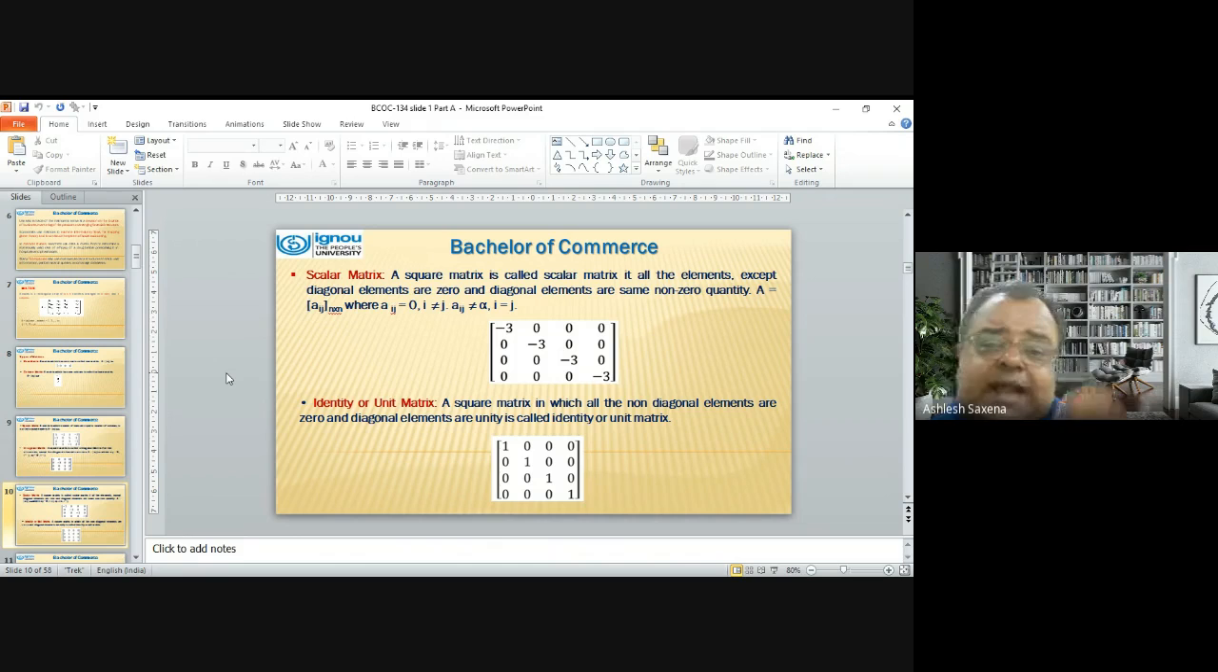Now we move to identity or unit matrix. Now see, an identity or unit matrix is no doubt a square matrix in which diagonal elements will be one only. All the rest of the elements will be zero. Correct? In a scalar matrix, it won't be one. It can be any number, but that number has to be the same. That is your scalar matrix. And if the diagonal numbers are one, then it is an identity or unit matrix.